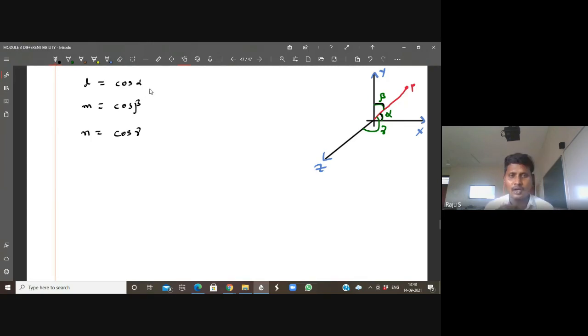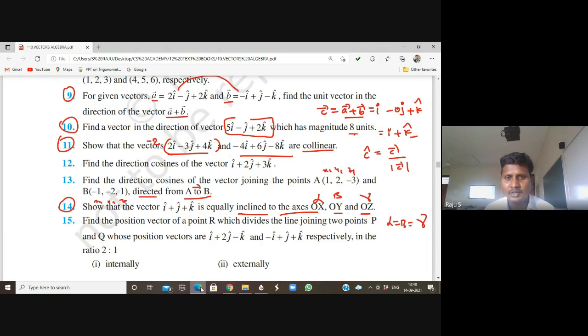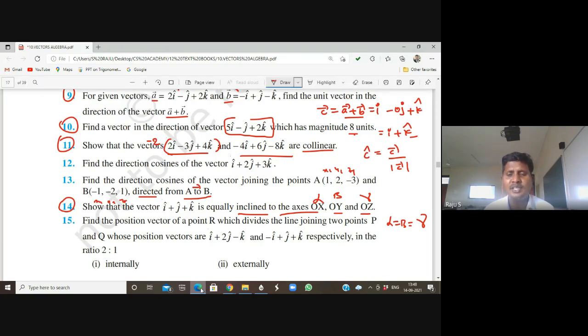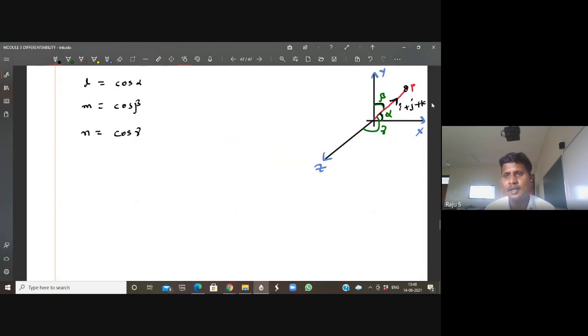So now we have to find the cos alpha value, cos beta value, cos gamma value with the help of the given vector. The OP vector is already given: i plus j plus k. When the i, j, k coefficients are 1, 1, 1, all equal, surely we'll get equal angles. But we need to find those angles. I'm taking the OP vector as the r vector, r vector is equal to i plus j plus k. Now, is it a unit vector?